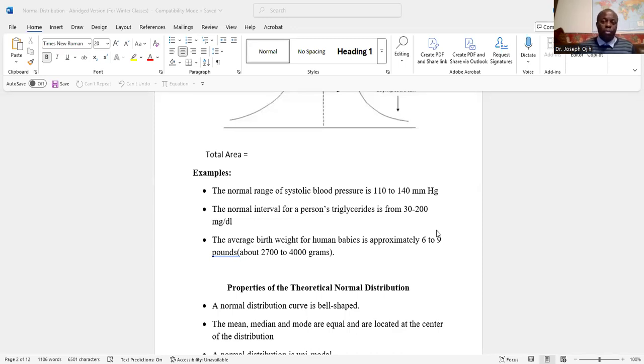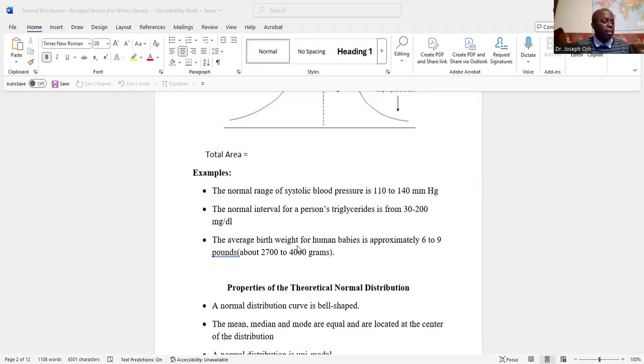How about the birth weight of a newborn baby? Usually 6 to 9 pounds. So anything above that is overweight, and anything below is underweight. So the normal weight range is 6 pounds to 9 pounds.